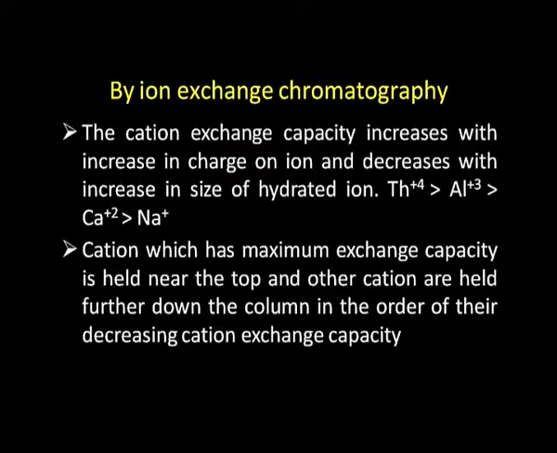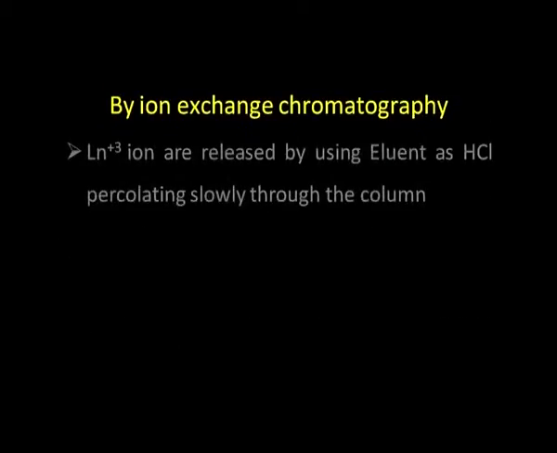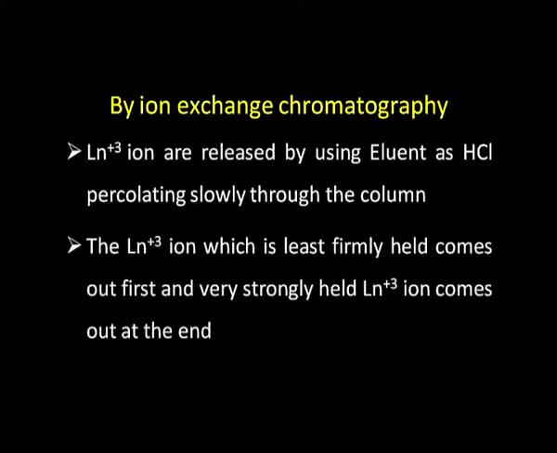The cation which has maximum exchange capacity is held near the top, and other cations are held further down the column in order of their decreasing cation exchange capacity. So, such type of separation is available in the column. The lanthanum +3 ions are released by using eluent as HCl percolating slowly through the column. The lanthanum +3 ion which is least firmly held comes out first, and very strongly held lanthanum +3 ions come out at the end of the treatment with the eluent.